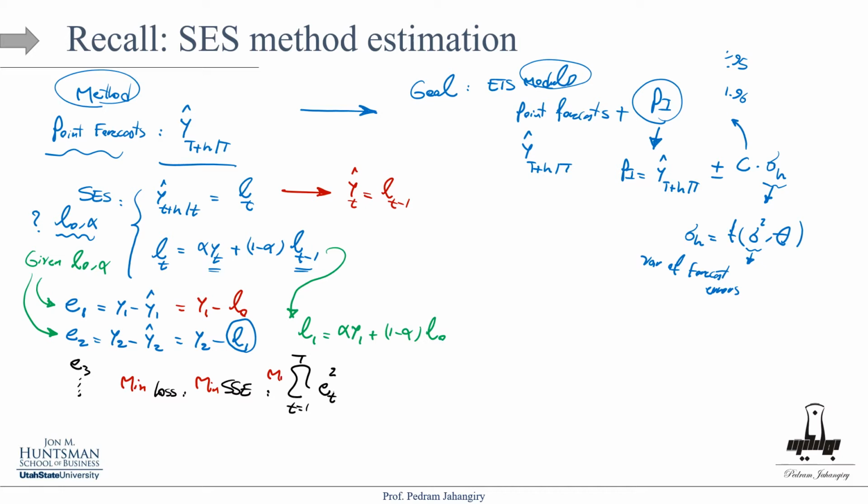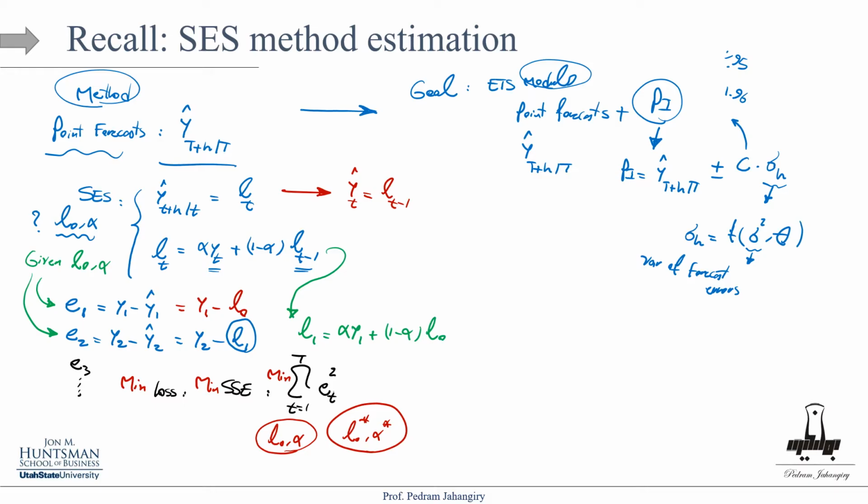We are minimizing this over the parameters. The parameters are L0 and alpha, right? Computationally, we start from some given numbers; L0 and alpha can be anything. Then we calculate the errors. Then we minimize the sum of square of these errors to back out the optimal values for L0 and alpha, so we come up with L0 star and alpha star. This is how we identify the parameters of an SES model.